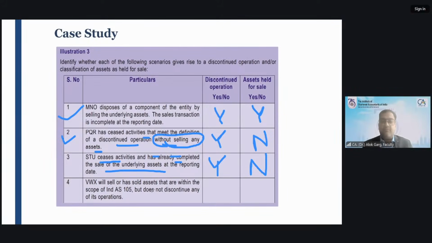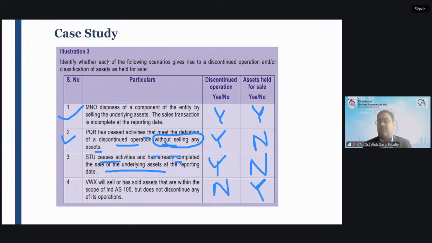VWX will sell or has already sold the assets that are within the scope of Ind AS 105 but does not discontinue its operation. It's clearly mentioned: not discontinue any operation. Then for discontinued operation, the answer is no only. And what about held for sale? Yes, because the word "will sell" is there. So we have to say yes. You are absolutely right. Yes.